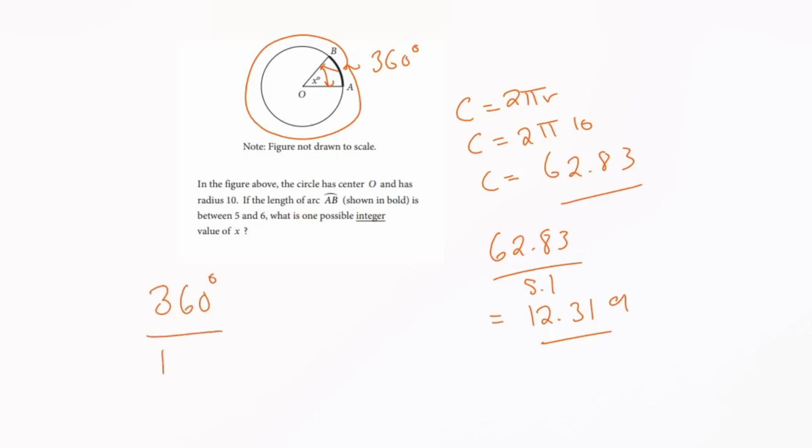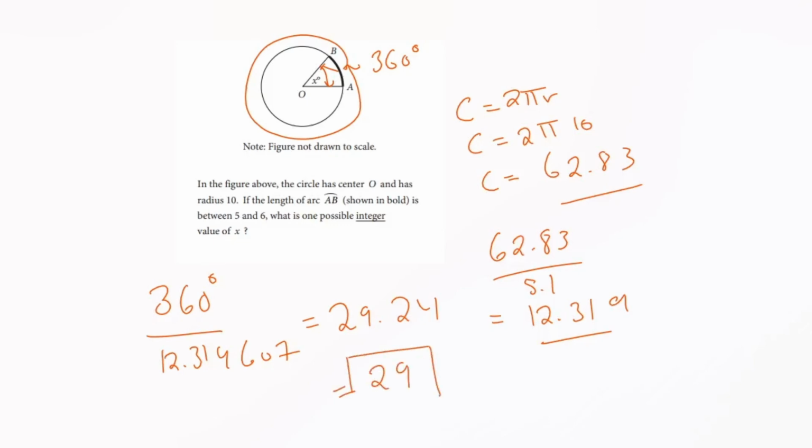Just basically 360 divided by 12.319. You can use more digits to make it more accurate, right? So you would get an answer of 29.24. But in this case, let's say a possible integer, I'm just going to say 29.